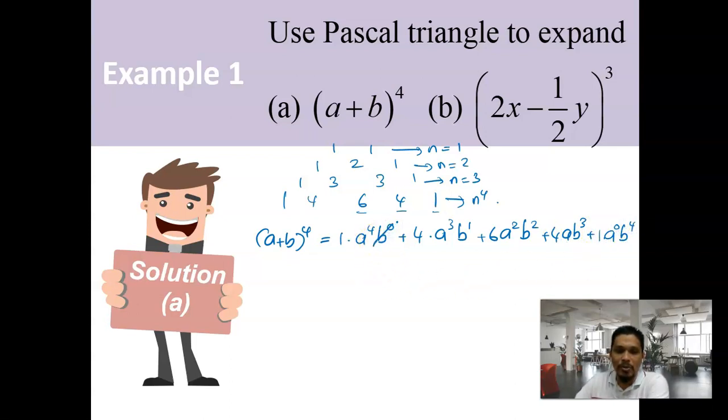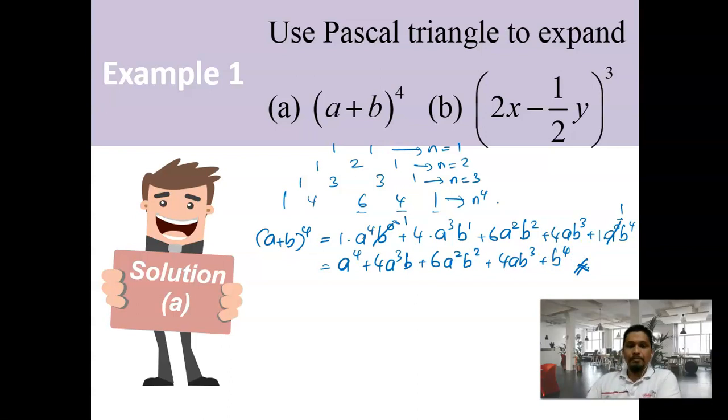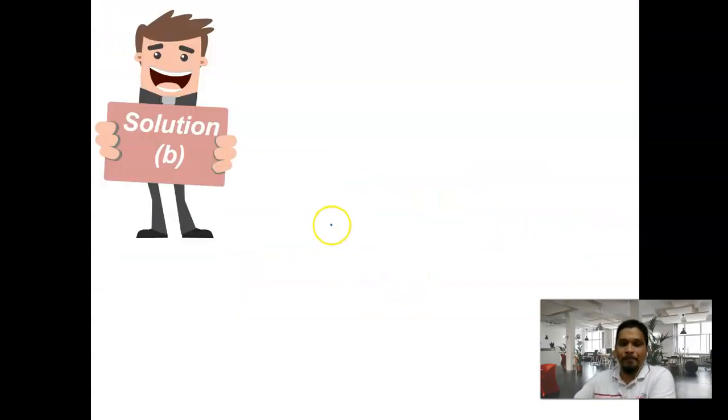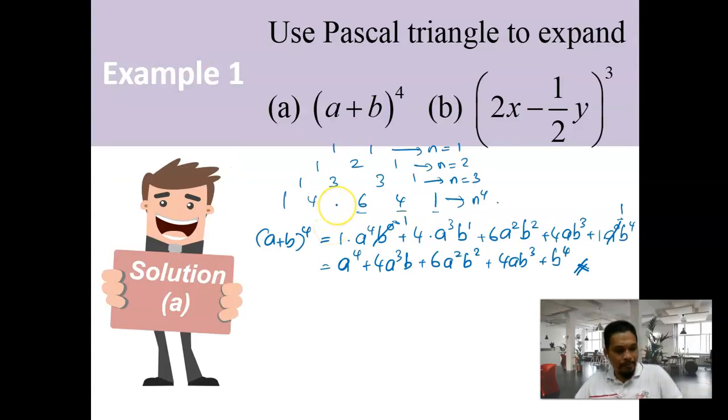So b to the power of 0 equals 1, a to the power of 0 equals 1. So we got a to the power of 4, plus 4a cubed b, plus 6a squared b squared, plus 4ab cubed, plus b to the power of 4. Okay, so next one here, what's the question then?